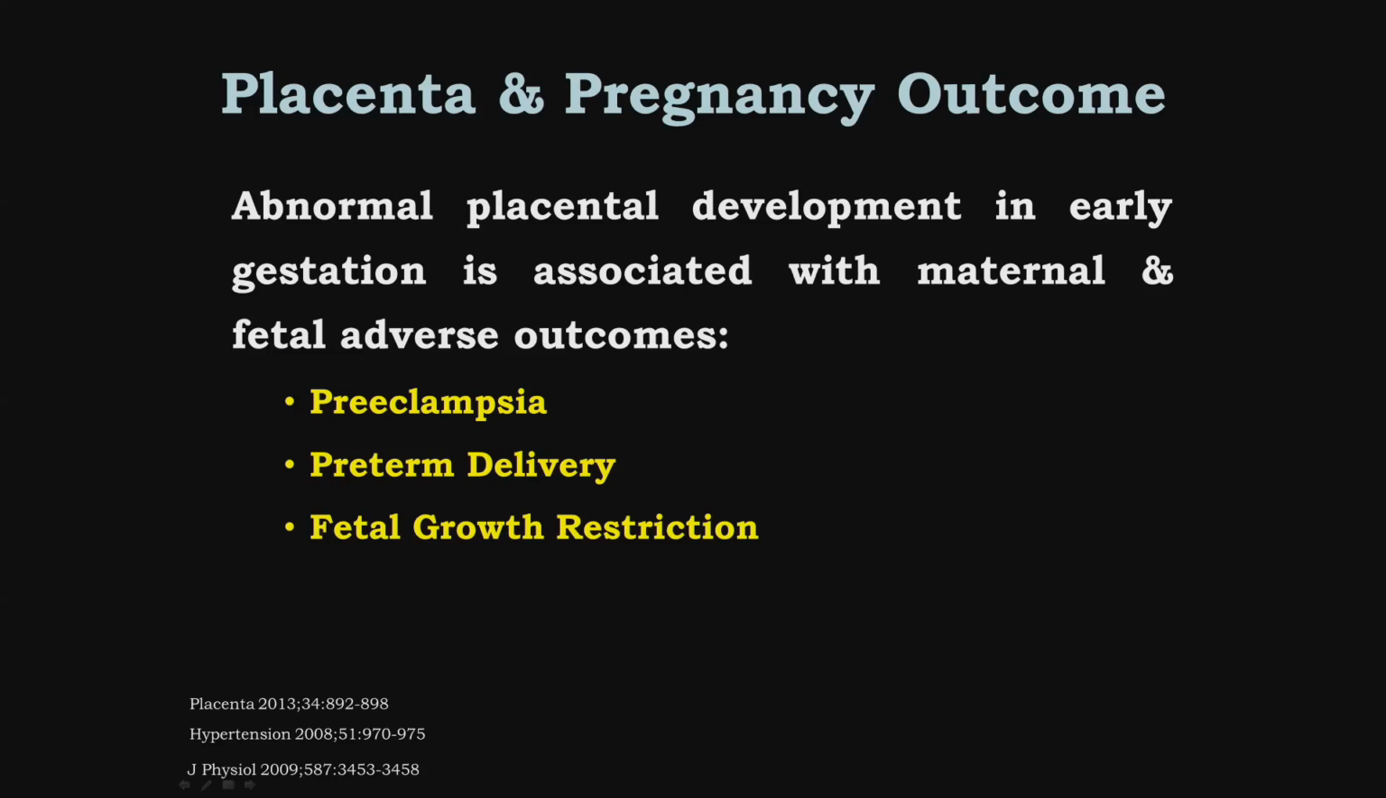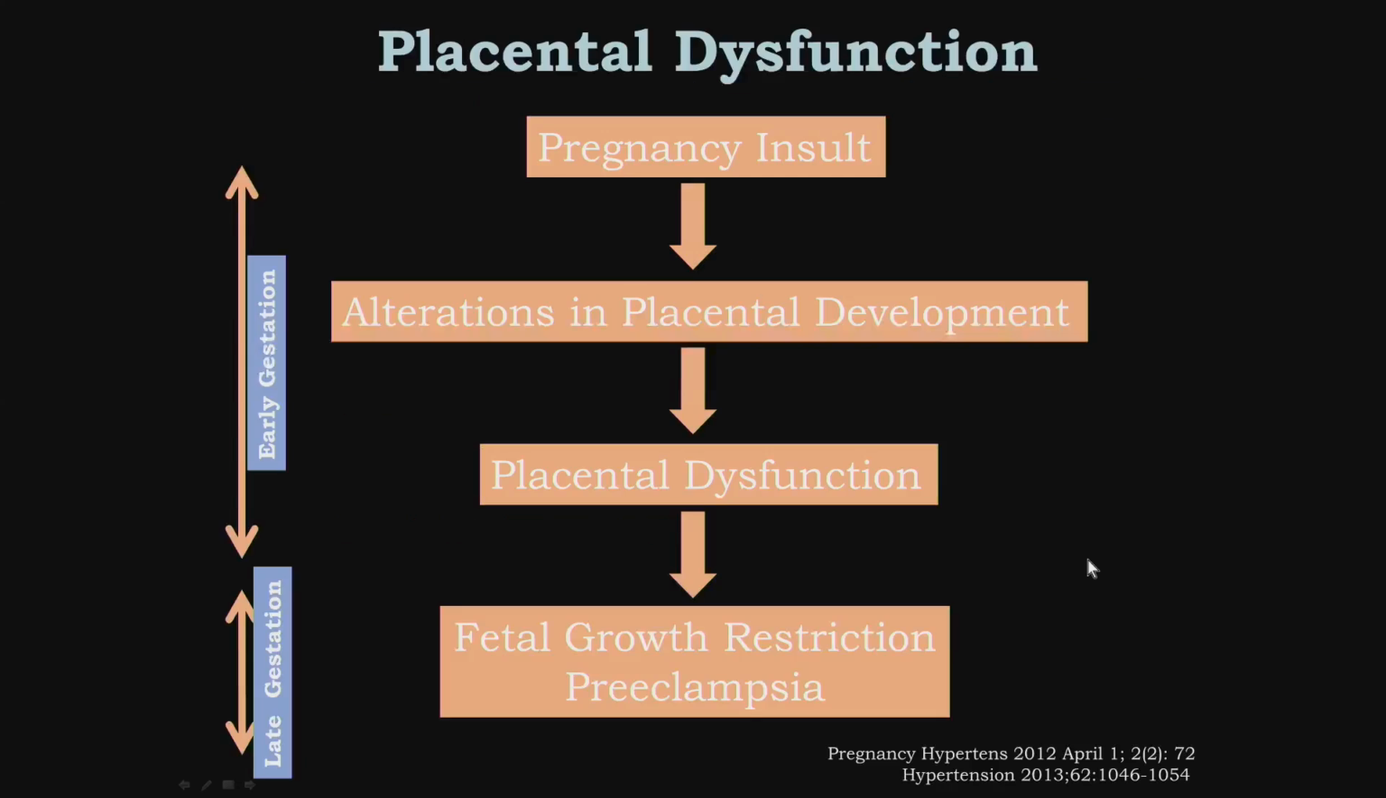So the abnormal placenta development in early gestation is associated with maternal and fetal poor outcome, including preeclampsia, preterm delivery, and growth restriction. But there are many others that also can be attributed to that.